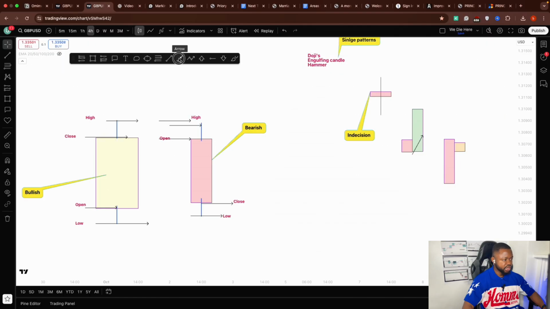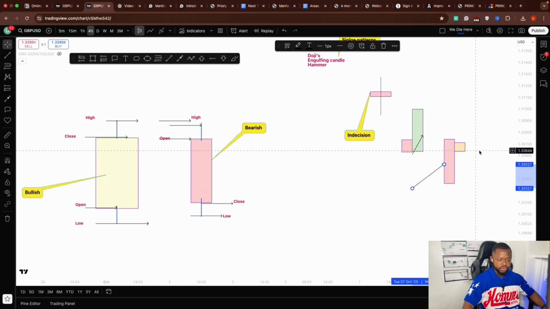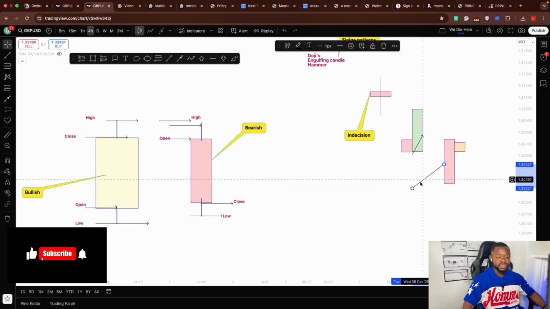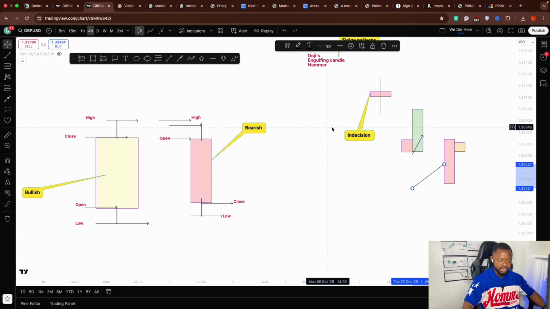So this particular candle here totally engulfed this candle. So it is called an engulfing candlestick. So when you see this, what cue is it giving you? What cue is the market telling you?